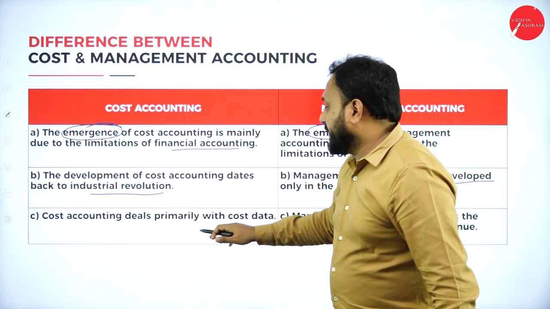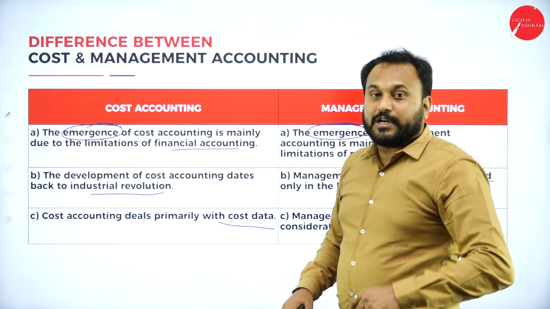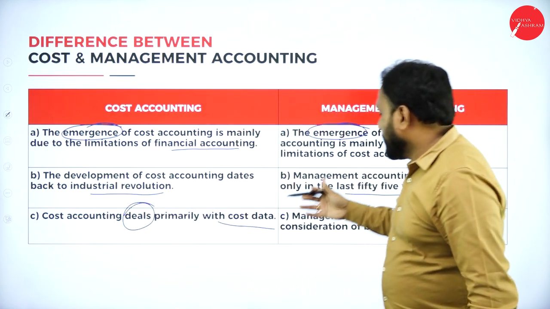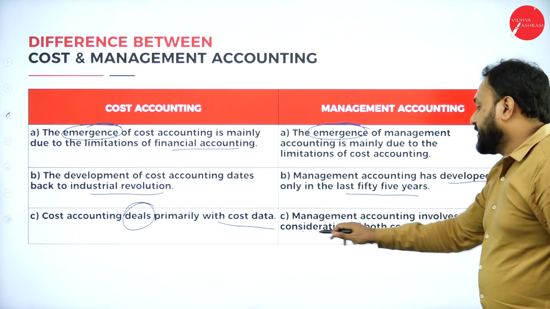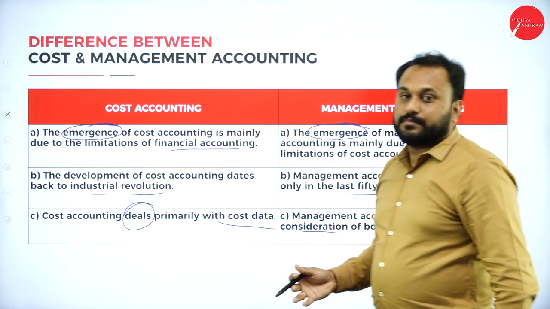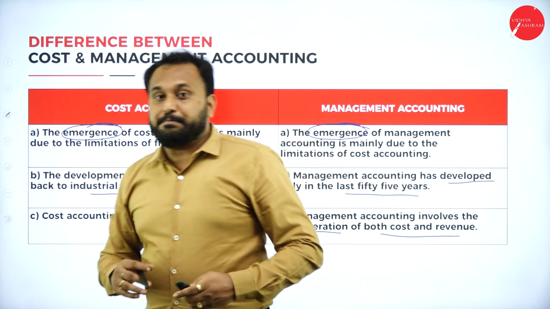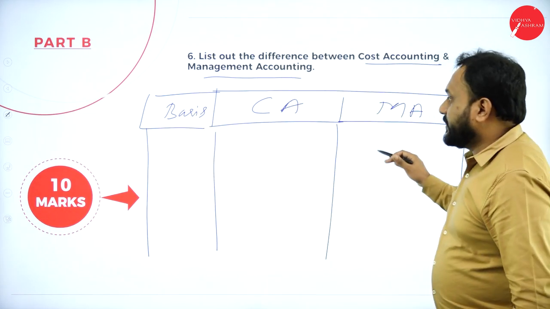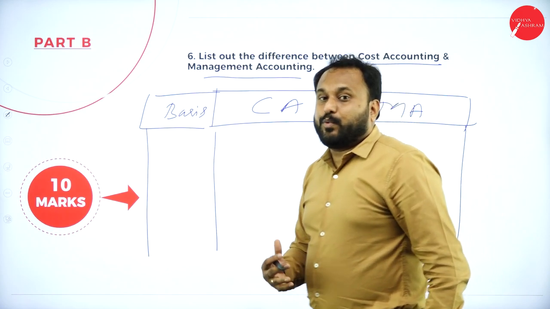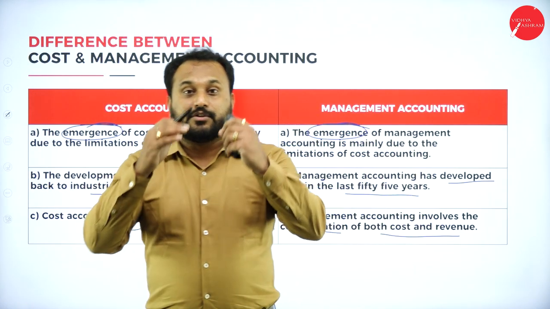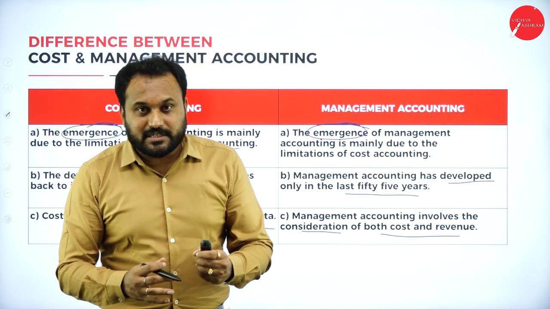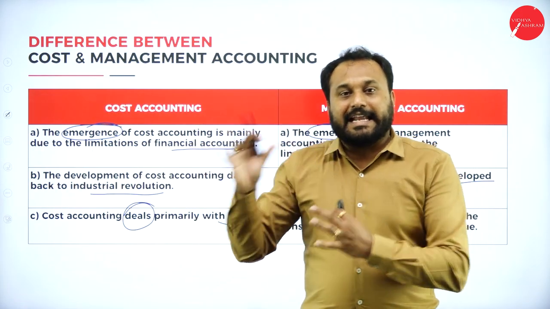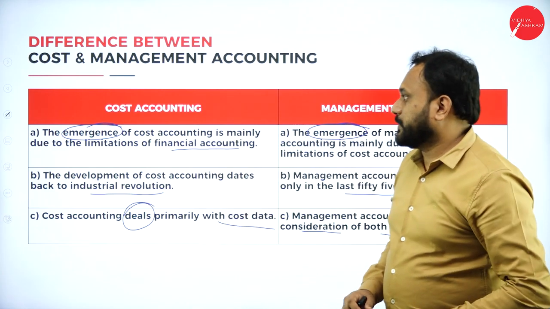Now, cost accounting deals primarily with cost data. What is the basis? Deals with, you write. And then you can go with management accounting involves consideration of both cost and revenue. So this is what you need to write, the basis. See here, I have given basis. Write basis, 10 basis, 10 differences. If you have prepared well, I'll tell you, you can write 20 differences about cost accounting and management accounting. But write 10 each, that is all sufficient for you people.